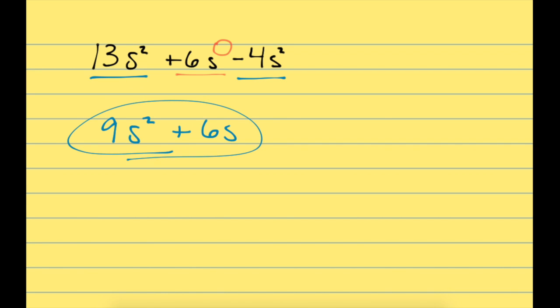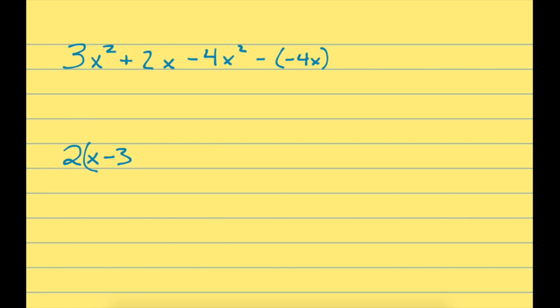I'll give you a couple of these to try. 3x squared plus 2x minus 4x squared minus a negative 4x. So you have to apply some algebra rules there before you can combine like terms. Another one is 2 times x minus 3 minus 4 times x plus 7. So pause the video, give those a try, and when you think you get the answer, hit play, and we'll go through them.